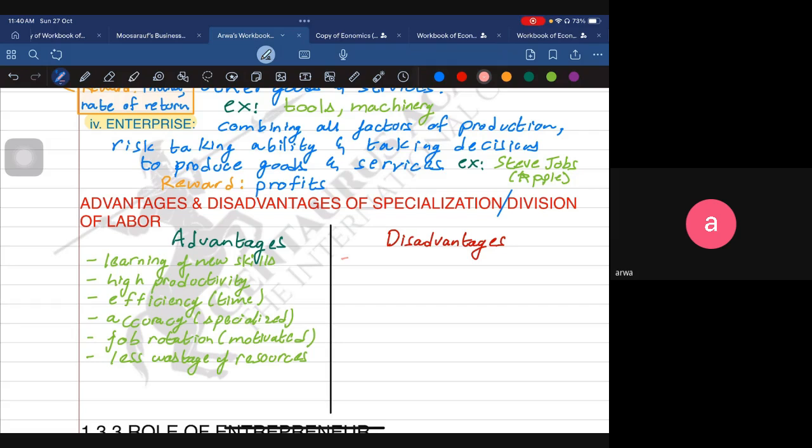Very important point. Very important point. The over specialization. Yes, sir. Very important from the point of view of a country which is specializing in producing one good and taking the other goods from other countries. So the too much dependence on other countries. Yes, sir.